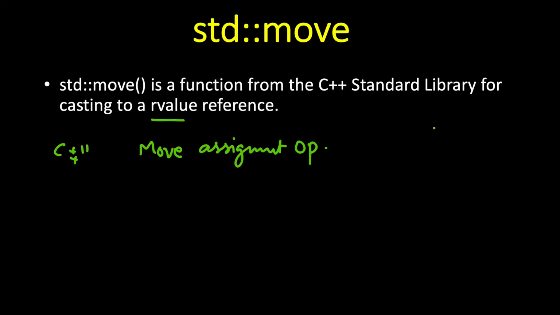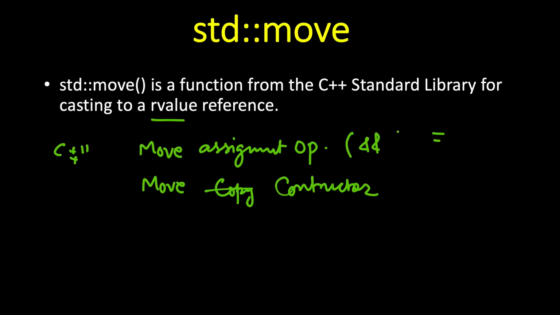Earlier there was just the copy assignment operator. Now we have the move assignment operator, and we also have the move constructor, in addition to the copy constructor. These functions expect an rvalue reference as an argument, so to take advantage of them, you would like to convert your lvalue reference to an rvalue reference.